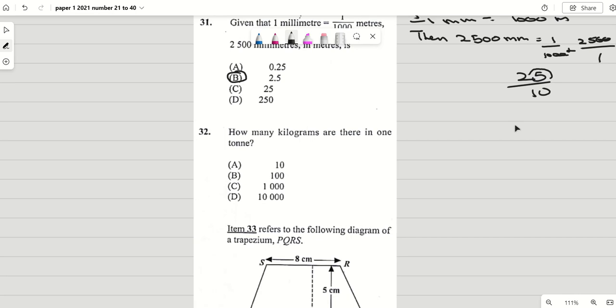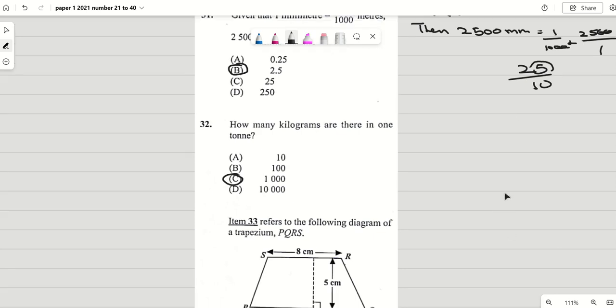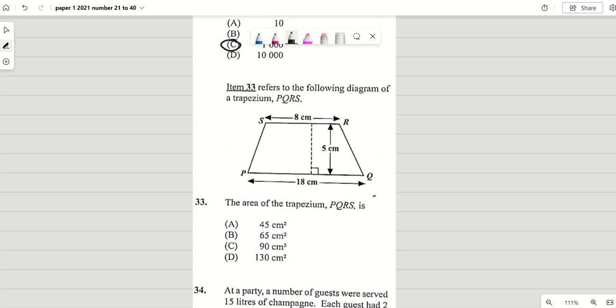Right? How many kilograms are there in 1 ton? Guys, this is something you just have to remember. The answer is C. Right? 1,000. Right, number 33 is a repetitive question. I believe the answer was 65, if I'm not mistaken, but we'll check it out.